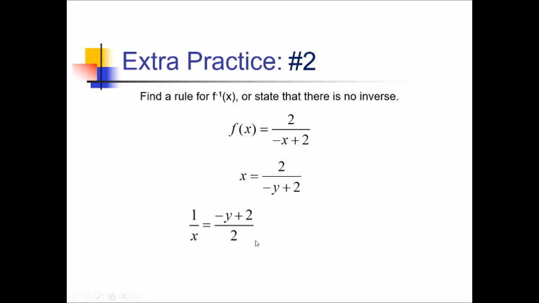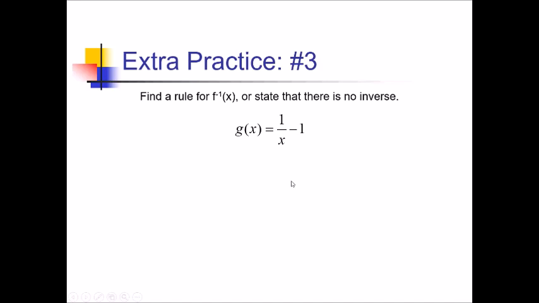Now I'm on a little bit more comfortable ground. So let me get rid of the fraction on the right side by multiplying both sides by 2. So we can write 2 over x equals negative y plus 2. Now we can get negative y by itself by subtracting 2 from both sides. So we have 2 over x minus 2. And then we're not quite there. We just have to multiply or divide by negative 1 on both sides. So I can write y, or in this case f inverse, equals negative 2x plus 2. Notice that I multiplied both the 2 over x and the minus 2 by a negative 1.